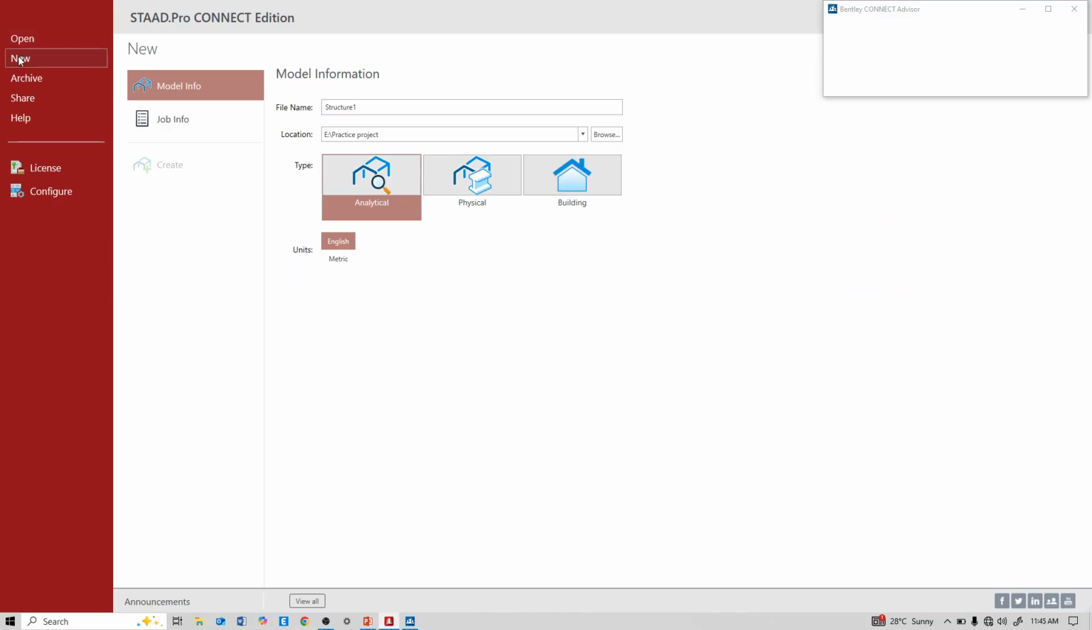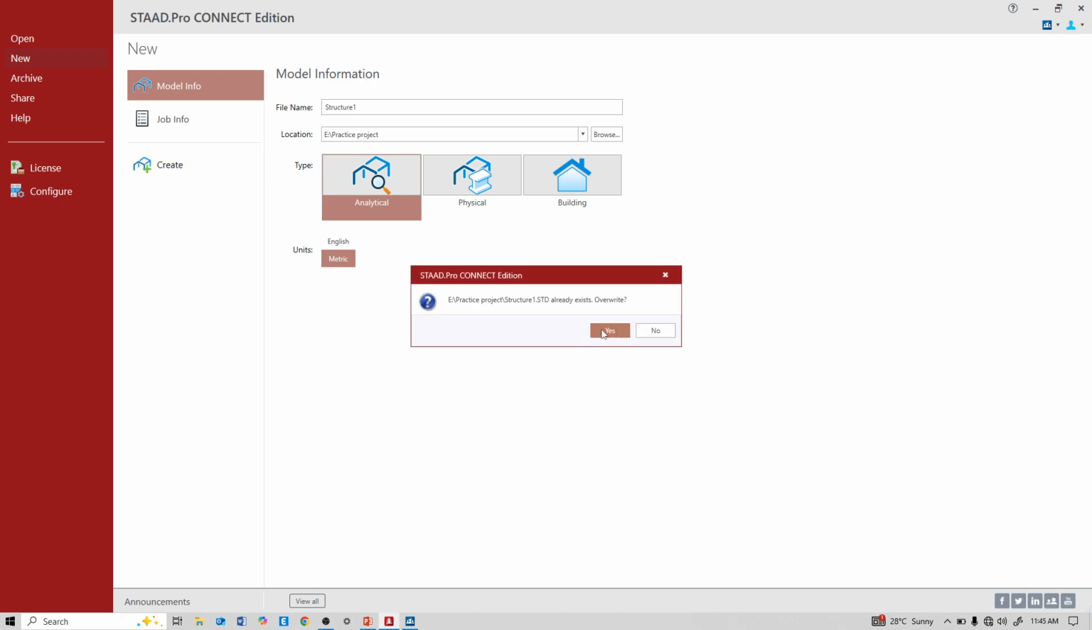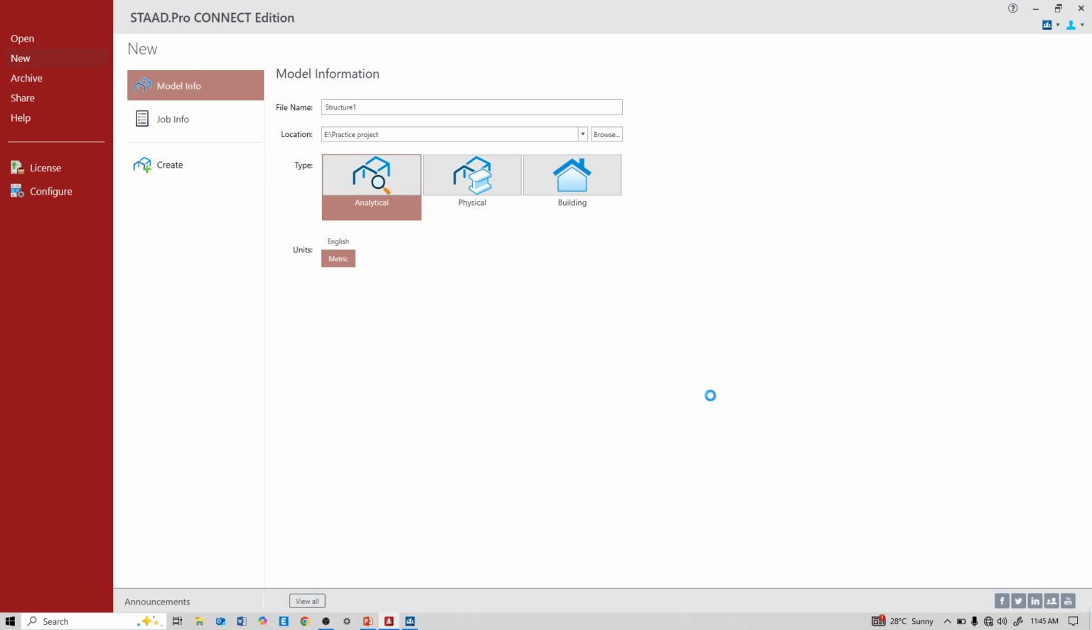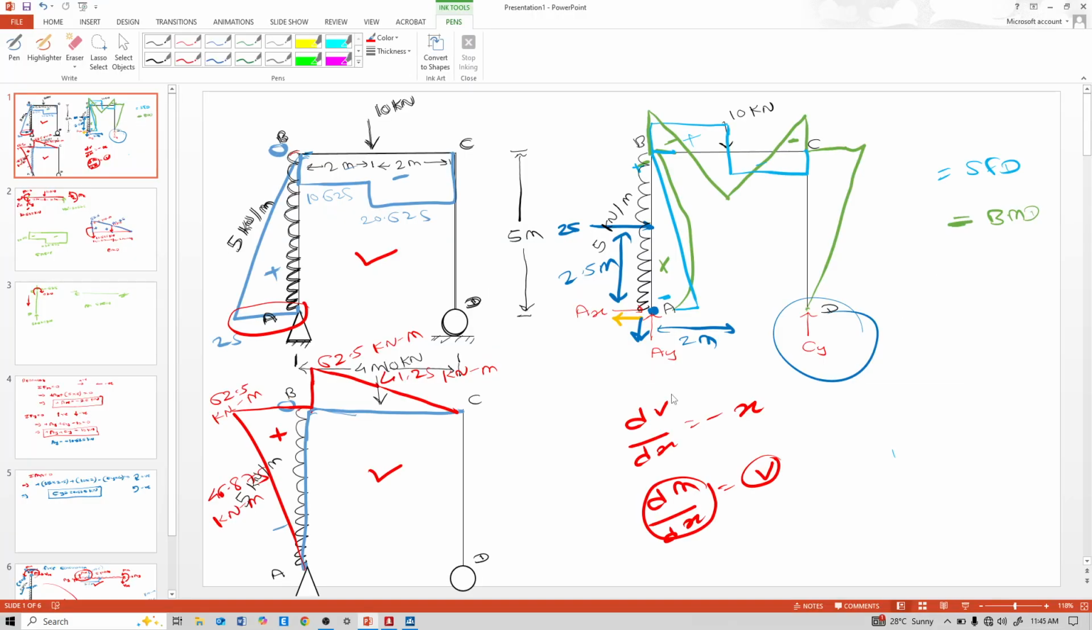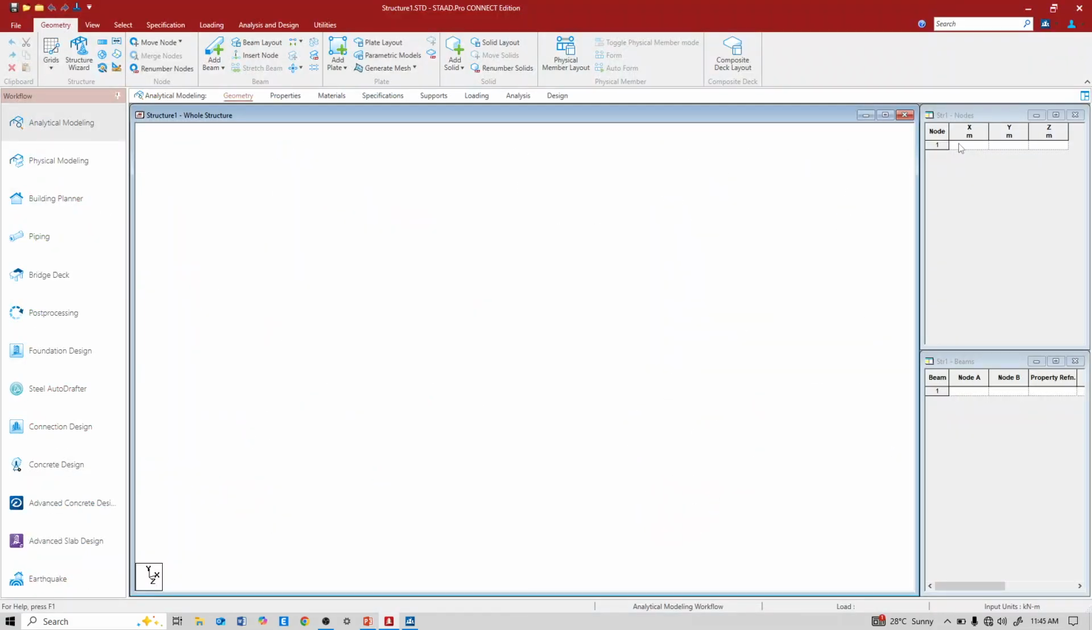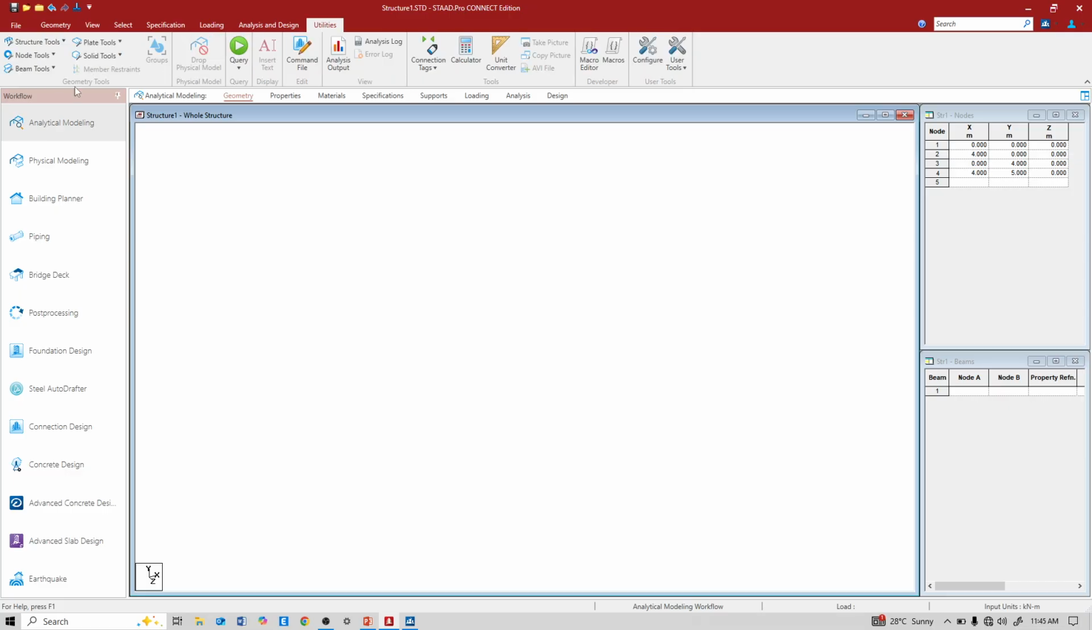So, new. Unit is metric, create. First consider one node is 0, the second node is at a distance of 4 meter, and vertical is 5, 4 and 5. So view, go to utilities, beam tools. First I need to draw some beam.